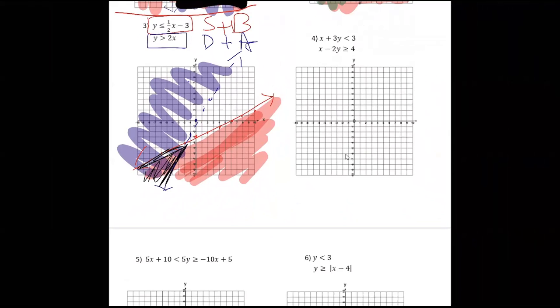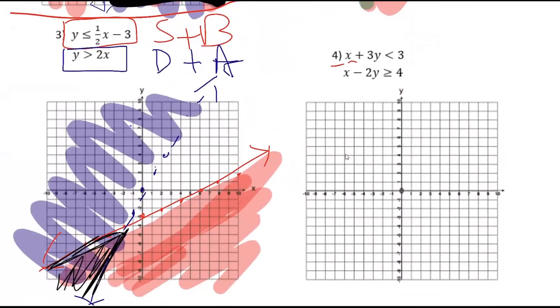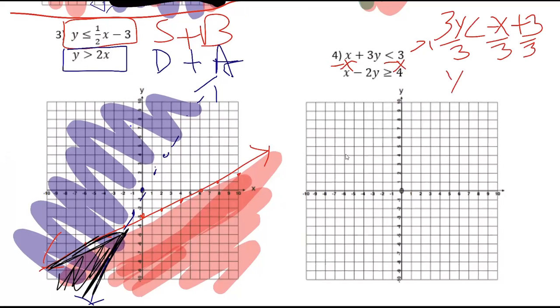But similar idea, we need to solve these equations. We need to get them by themselves. And we'll see if I can do this with the space I'm given. So for this first equation, you would subtract the x over. So you'd have this. And then you're going to divide everything by 3. So our first inequality would be really like this. So I'm just going to outline that.